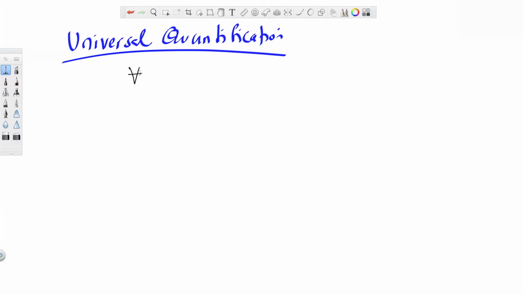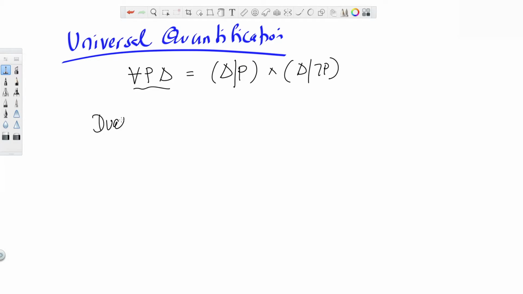So I have for all P delta, and the definition is you take delta and set P to true, and then you take delta and set P to false, and you take their conjunction. You'll see in your chapter what guarantee you get in that case. But what I want to mention now is the duality between these. If you have there exists P delta, that is the same as not for all P not delta.